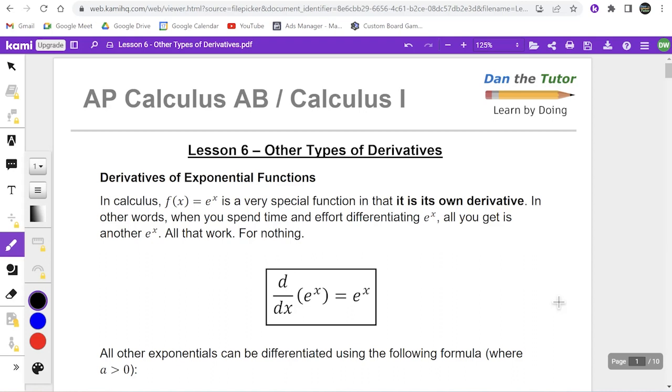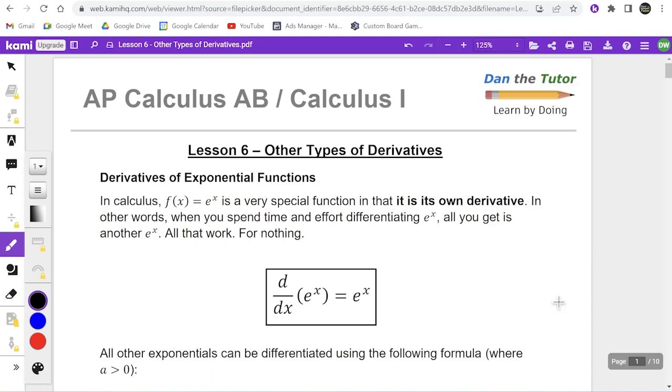Today is lesson 6, other types of derivatives. What this basically means is we're going to be covering exponential functions, we're going to be talking about logarithms, and we're going to be talking about absolute value/piecewise functions, which maybe you've heard of. I think we covered it earlier in the year or summer. But I forgot one more thing. We will also be covering arc trig or inverse trig.